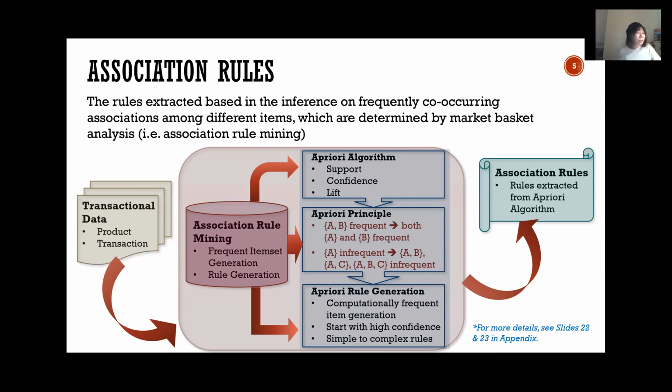The association rules are the rules extracted on item sets from transactional data through the association rule mining and apriori algorithm with the core elements of support, confidence, and lift. These rules exhibit the relationship based on the influence on frequently co-occurring associations among transactional items. The diagram illustrates the algorithmic process of deriving the association rules.